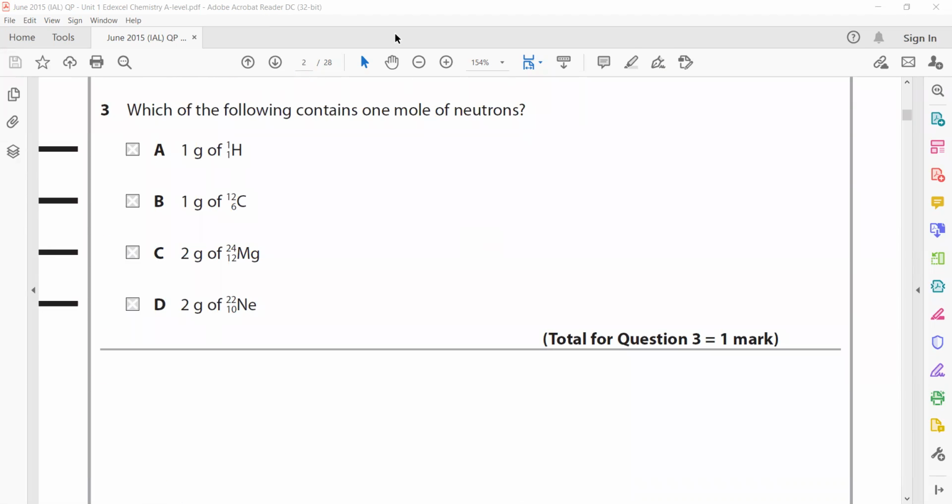Which of the following contains 1 mole of neutrons? First, it cannot be A because hydrogen has no neutron. When we check carbon, if we have 1 mole of carbon, how many moles of neutrons are there? Because 12 minus 6, it will have 6 moles of neutrons.